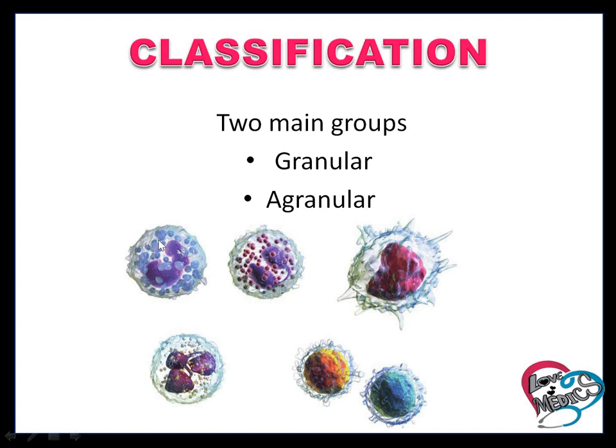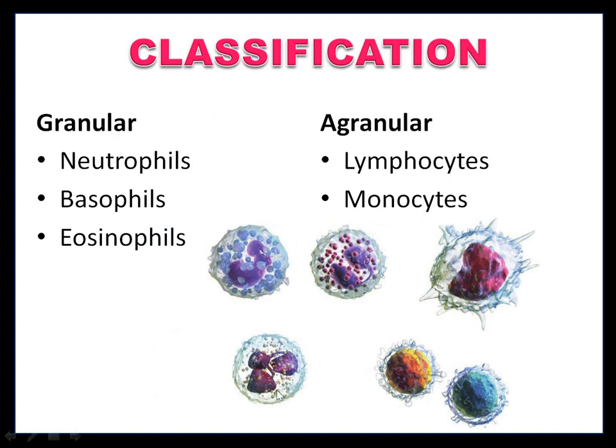Now the classification of WBC. Two main groups are there. One is granular and another one is agranular. The granular cells are Neutrophil, Basophil and Eosinophil. Agranular cells are Monocyte and Lymphocyte.